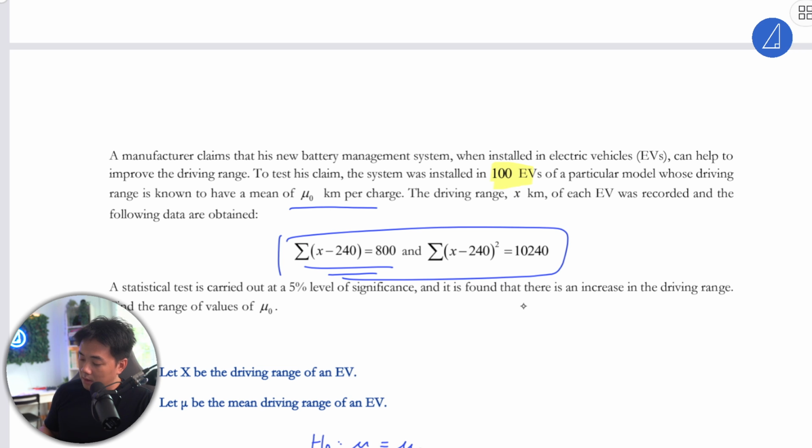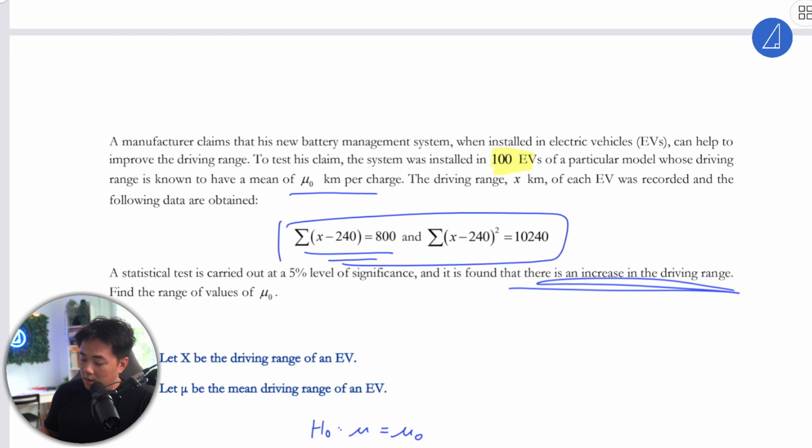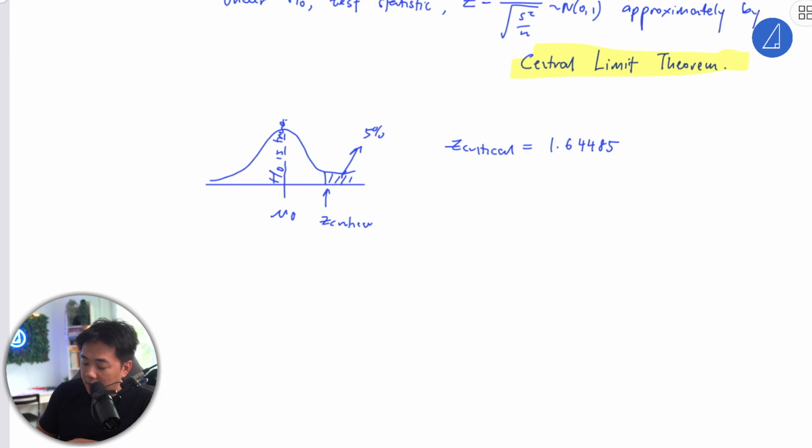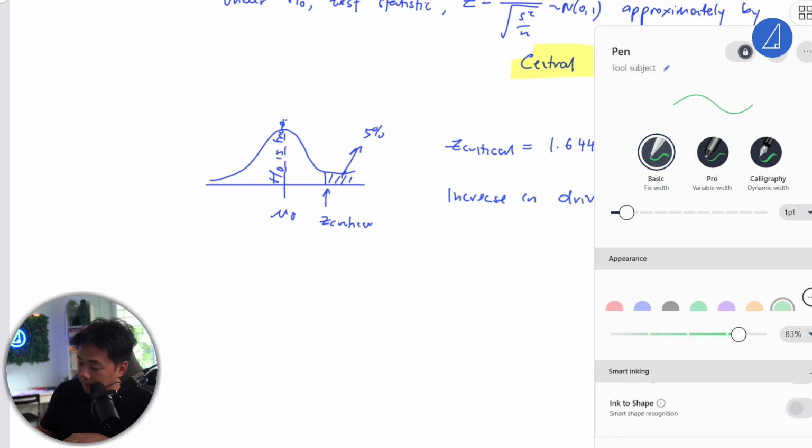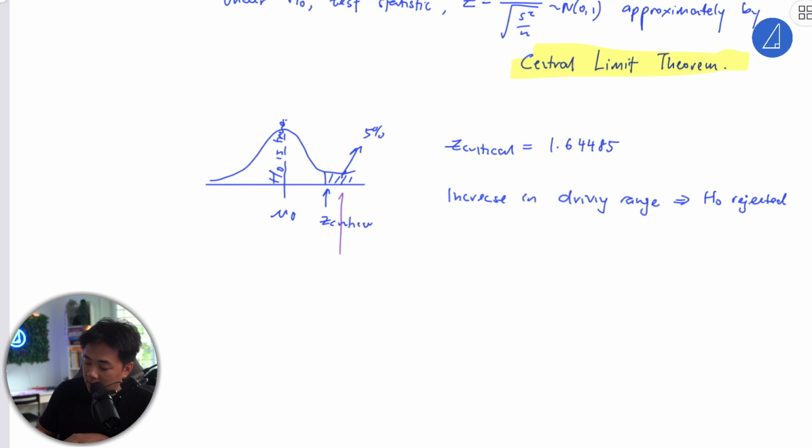All right, then after which we know that in order to reject H naught, we need an increase in driving range. So increase will mean that H naught is rejected. Meaning to say your Z statistic has to fall within this region. You need to reject H naught. Because take note, the closer you are to the middle, you do not reject H naught. The more H naught is true. So this will mean that the Z statistic is more than Z crit.